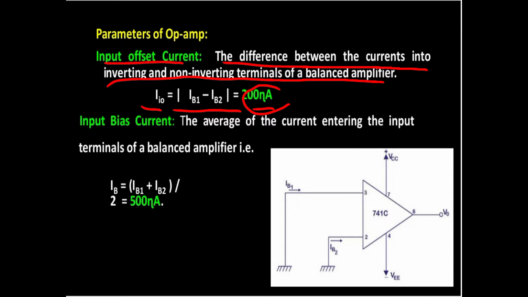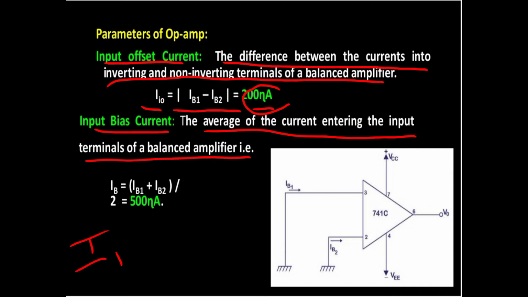Now coming to input bias current. It is the average of the current entering the input terminals of the balanced amplifier. In input offset current we take the difference between the two input currents, but the input bias current is defined as the average of the two input currents. Here IB1 is the first input current and IB2 is the second input current.